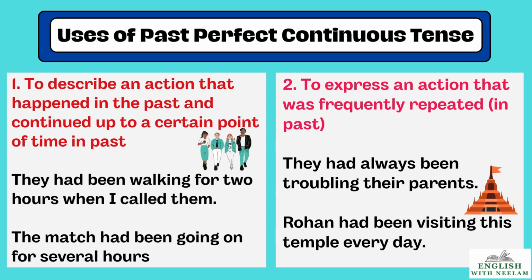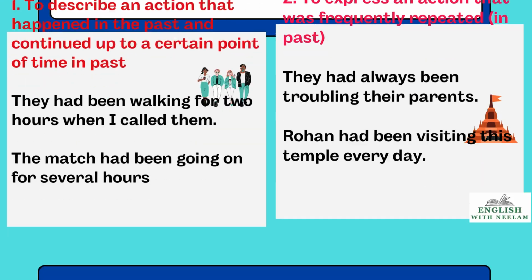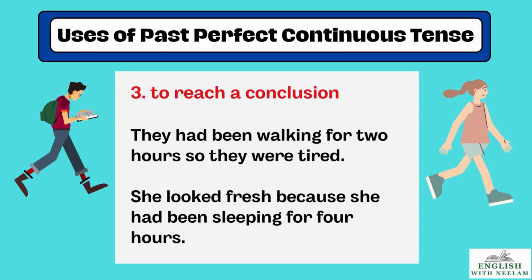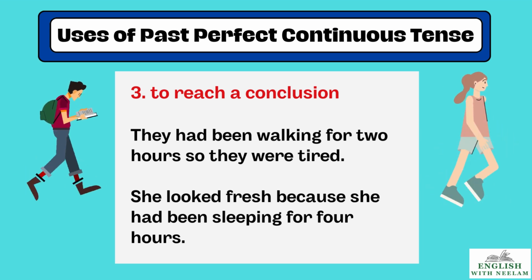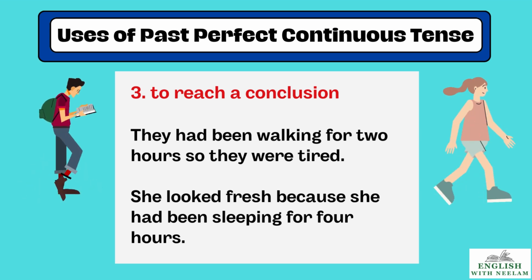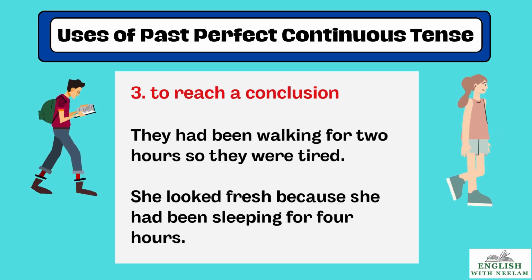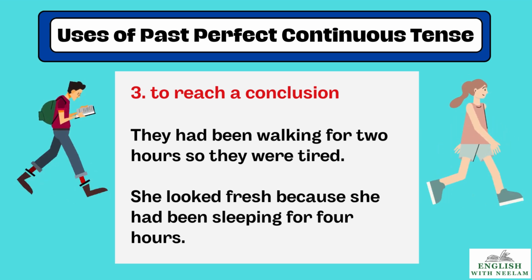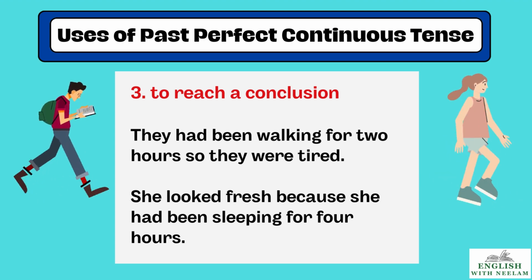Second is to express an action that was frequently repeated, obviously in the past. They had always been troubling their parents. Rohan had been visiting this temple every day. Now next is to reach a conclusion. They had been walking for 2 hours, so they were tired. She looked fresh because she had been sleeping for 4 hours.